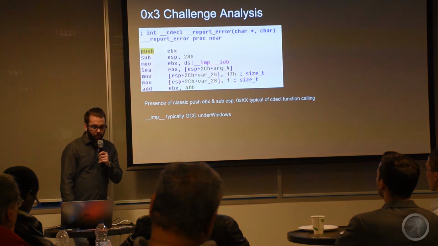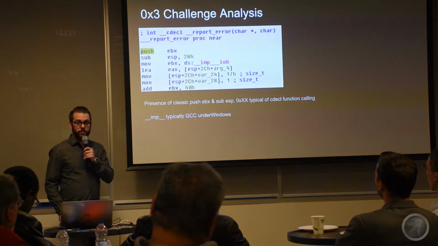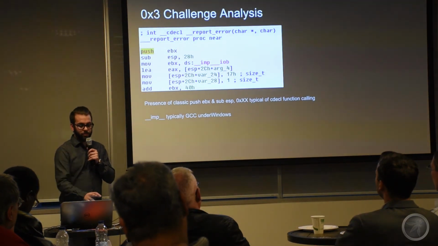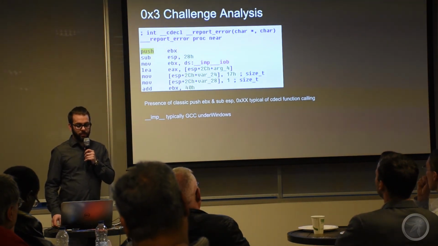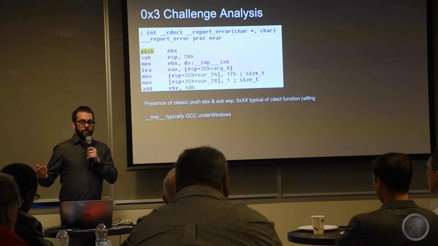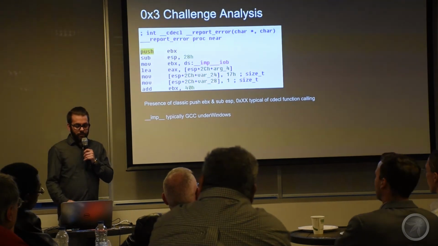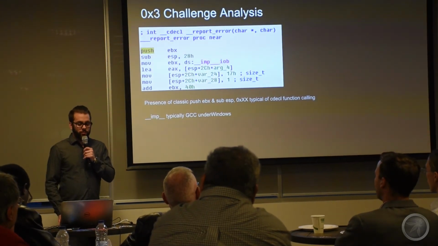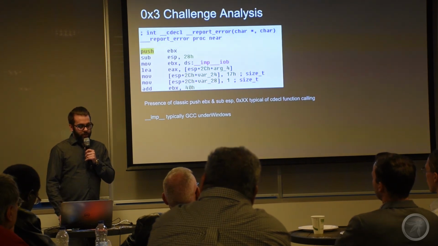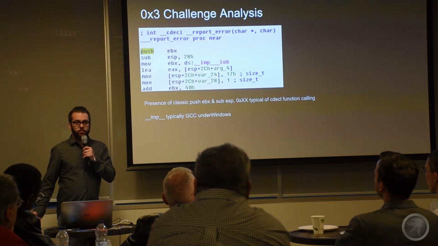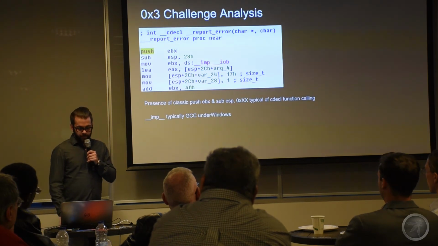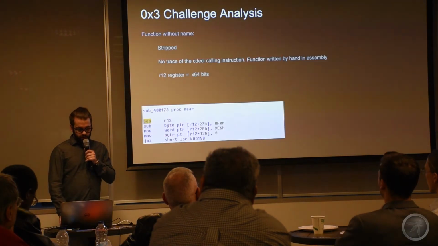So, also, you know for sure that this is a compiled function. It's not purely written in assembly because of the push EBX and sub ESP, which is basically the way that the function will assemble, and there's no RAX and stuff like that. So that was it. And underscore EBP underscore is classic for GCC under Windows.